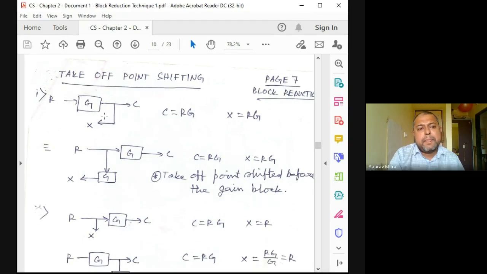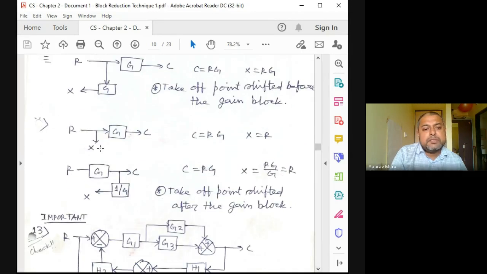The same thing you can see. R is given to G and this is C. So C is equal to R into G. This was the takeoff point. Now we are shifting the takeoff point before. So we have to keep another gain G here. These are actually shifting a takeoff point before a gain block. If you are shifting it before a gain block, then a gain has to be multiplied in the takeoff point. Check these two things now. It was like this, and you are shifting it afterward. If you are shifting this point afterward, then 1 by G has to be put here like this.